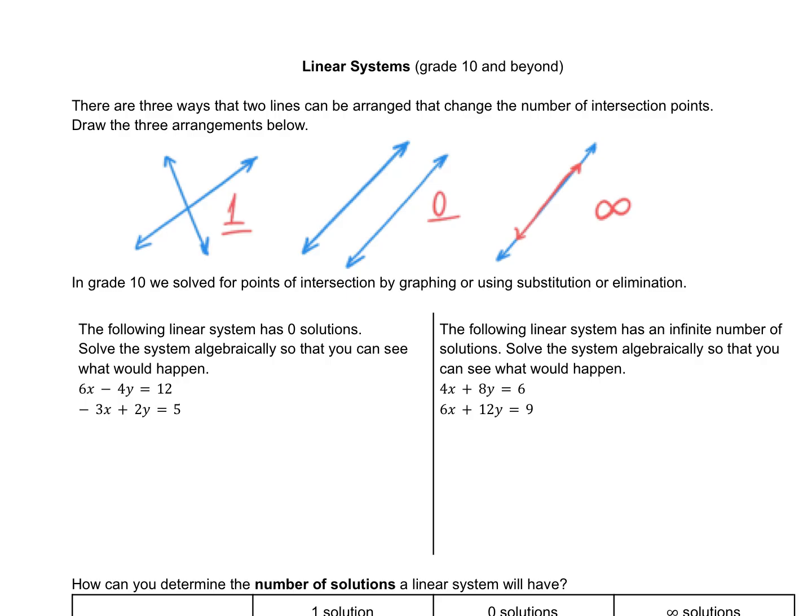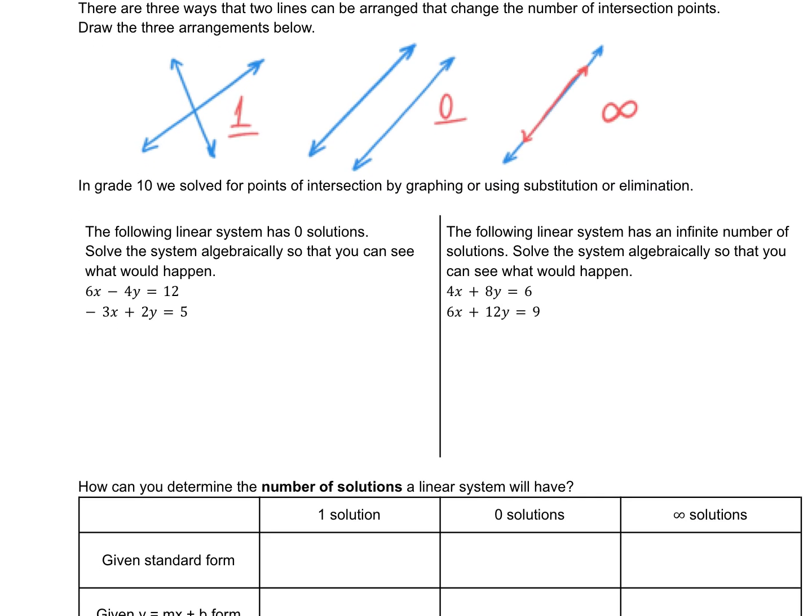Now, if we were to graph two lines, we could clearly see how many solutions we have. But we could also solve linear systems using substitution or elimination. And something special happens when we try to solve a system when there are 0 or an infinite number of solutions. So let's see what happens.